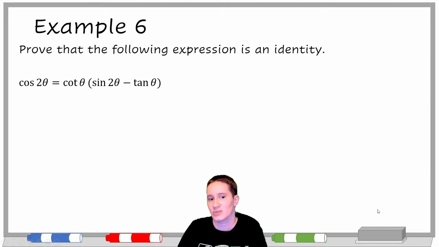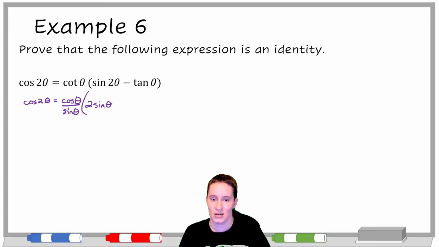Finally, example 6. We're going to prove that the following expression is an identity. It looks like this one uses our double angle identities, and we're just going to see how it goes. It looks to me like the right side might be more helpful to change here at the beginning, because cosine has 3 options, and so I would like to kind of know more about what I think is going to happen here. I'm going to change cotangent to cosine over sine. I'm going to change sine 2 theta to its identity, which is 2 sine theta cosine theta.